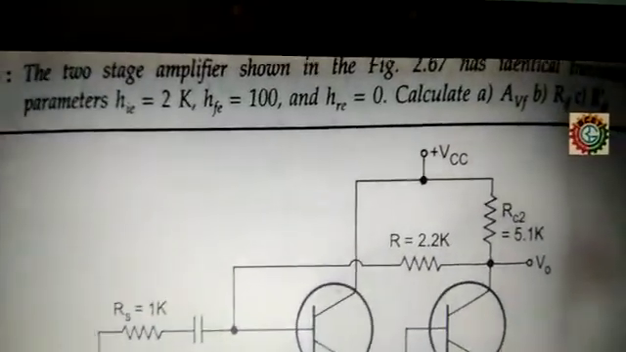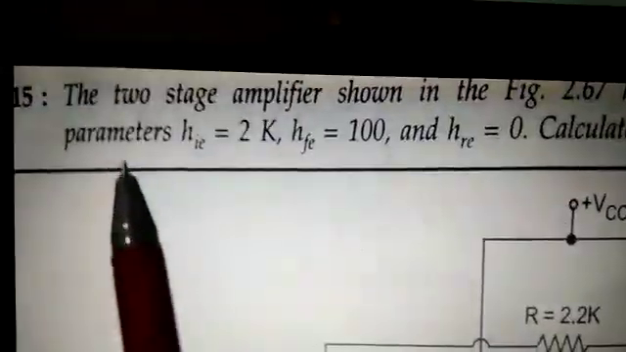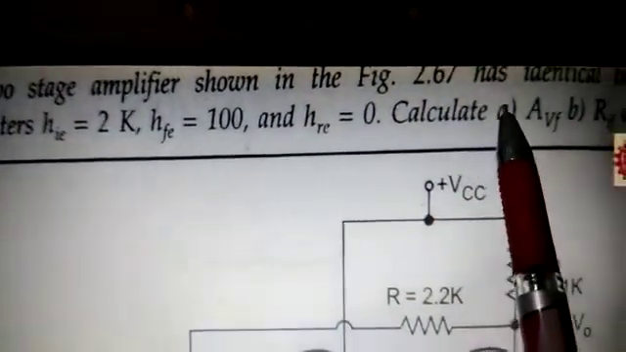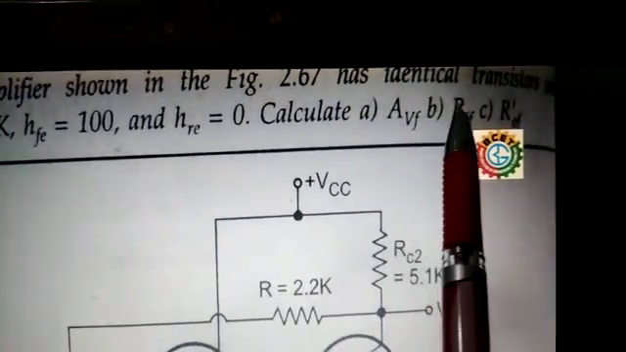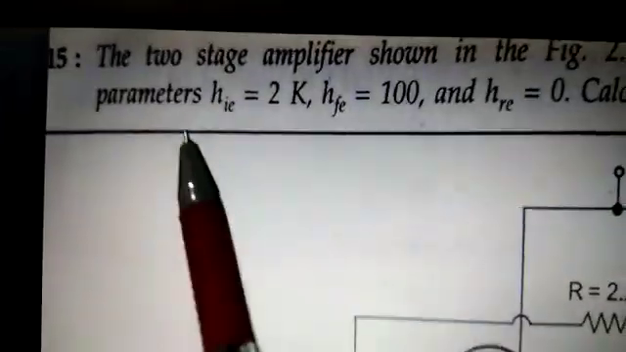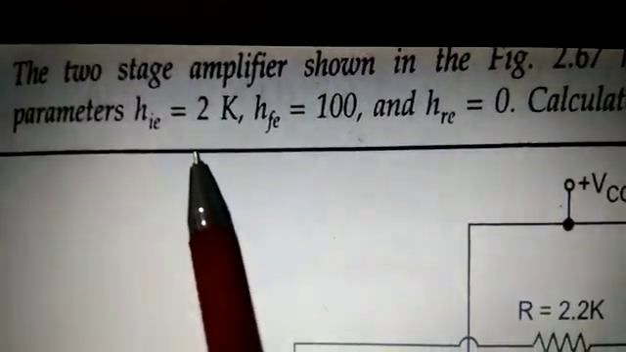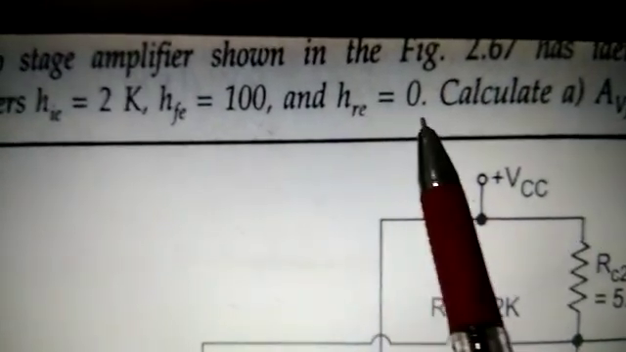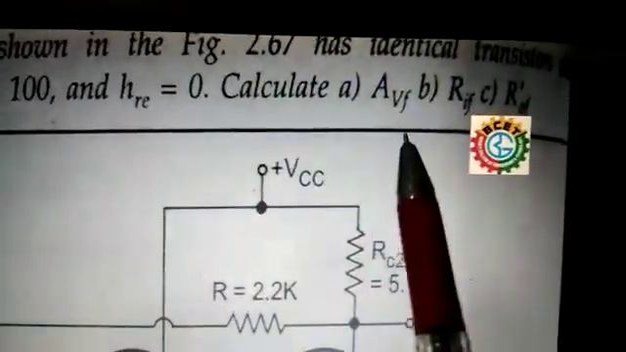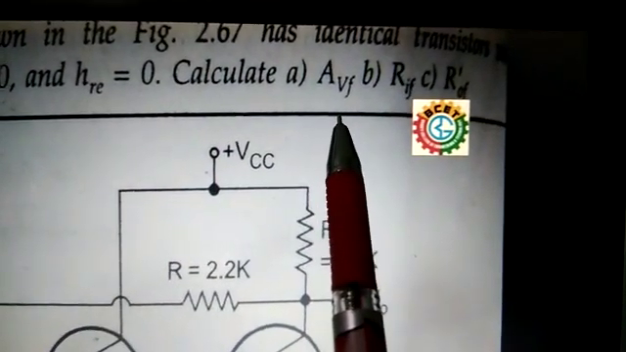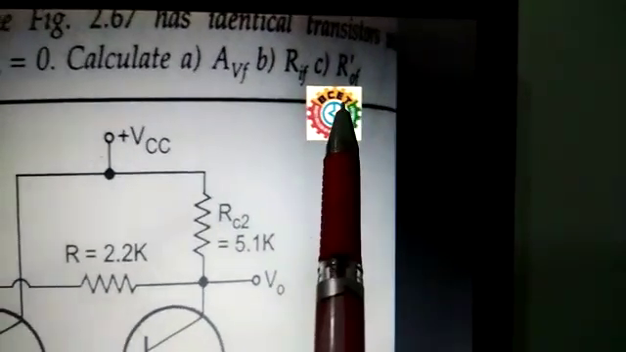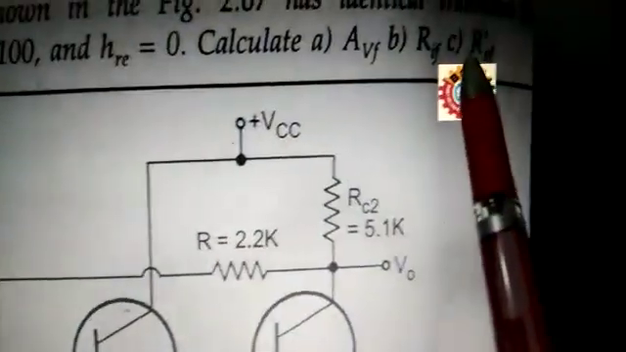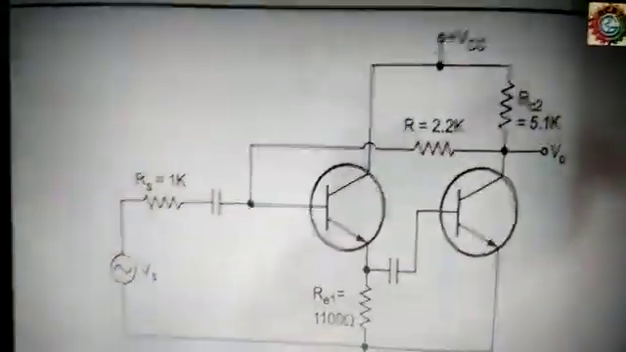This problem is the two-stage amplifier shown in the figure below, with identical transistors having parameters hie equal to 2K, hfe equal to 100 and hre equal to 0. Calculate part A, Avf, part B, Rif, and part C, Rof. And this is the circuit.